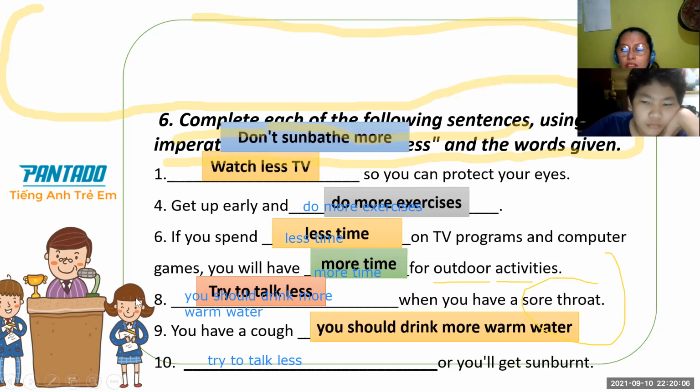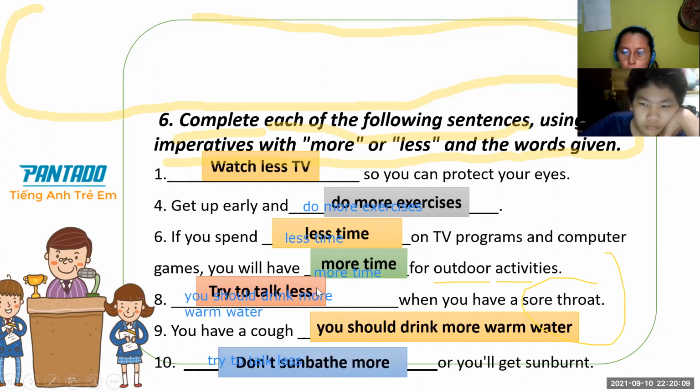And number 9, try not to sunbathe too much or you'll get sunburn. Sunburn means that if you're always staying under the heat of the sun, your skin will get black, or reddish like that, and it's a little bit painful. That is sunburn. Okay.